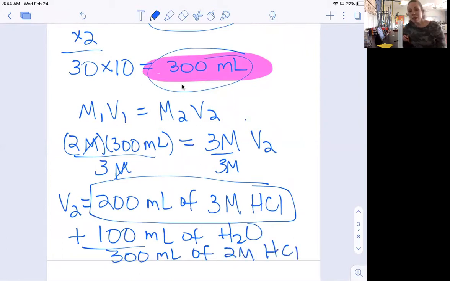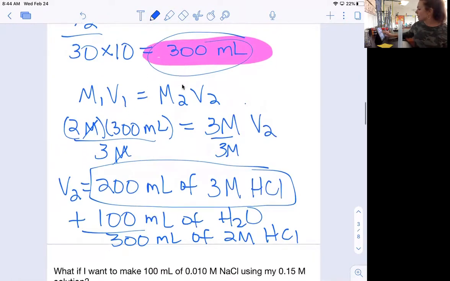So when you're using the M1V1 equation, you're not just doing the calculation. The test will sometimes ask you, how do you make this solution? And you can't just do this math and leave it at that. You need to say, using a graduated cylinder, measure out 200 milliliters of 3 molar HCl, add 100 milliliters of distilled water, and shake or stir to mix, okay?